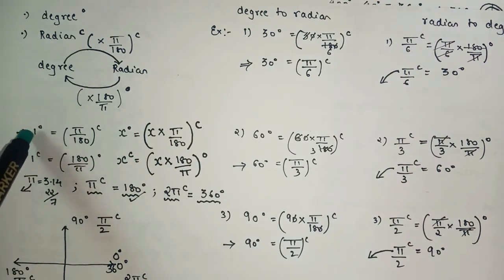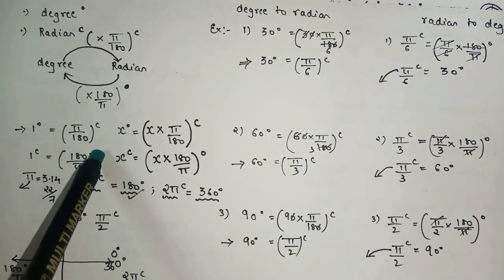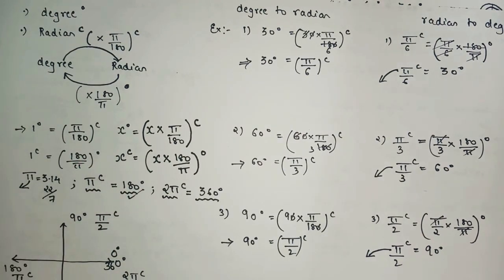So here I wrote the formula. 1 degree we can say is pi by 180, and 1 radian is known as 180 upon pi. Here you must know what pi c is. Pi c is 180, and 2 pi c is 360.